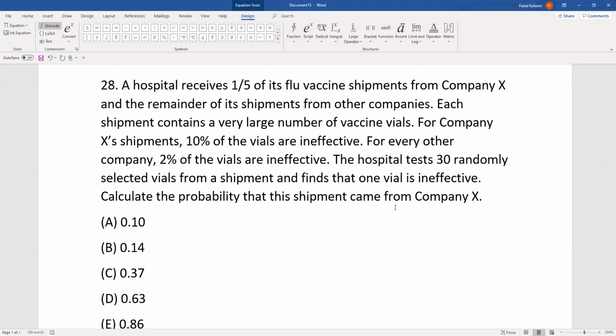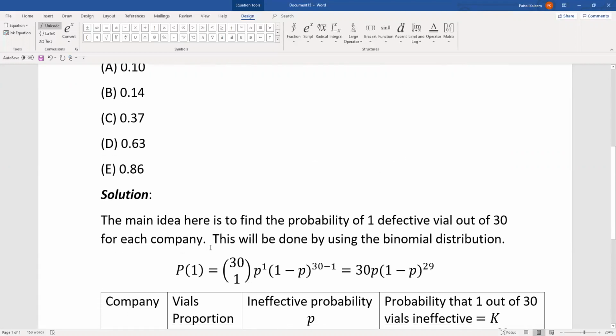So the main thing here is to find the probability of one being ineffective out of 30. So that is a binomial experiment. The probability of one ineffective out of 30 will be 30C1, p^1, (1 minus p)^(30 minus 1), where little p is the probability of a vial being ineffective. So that's the basic binomial formula.